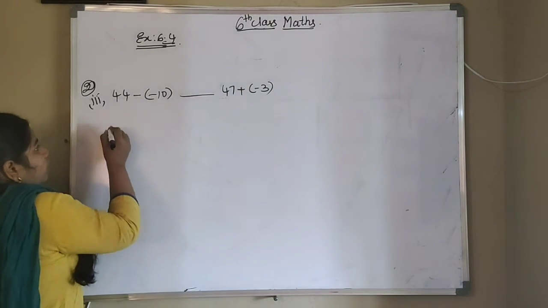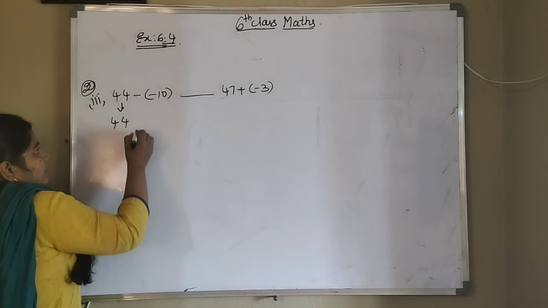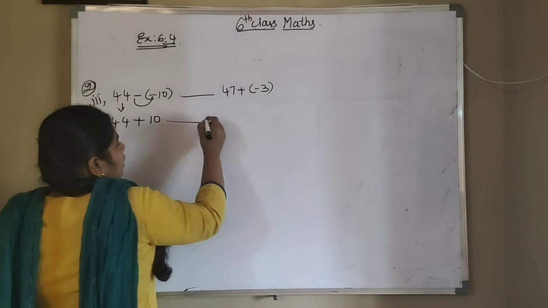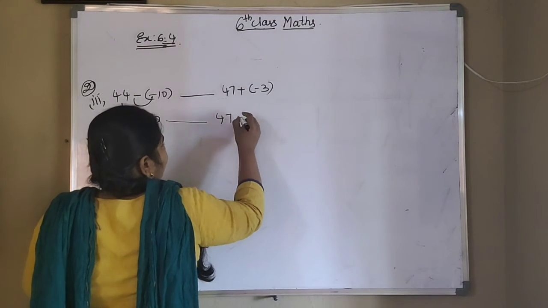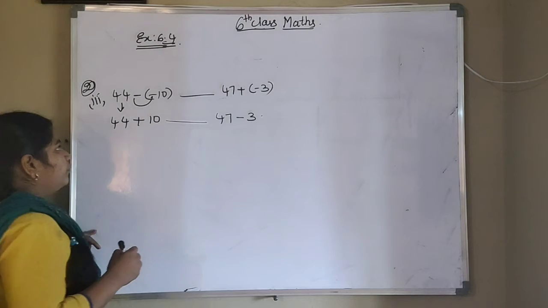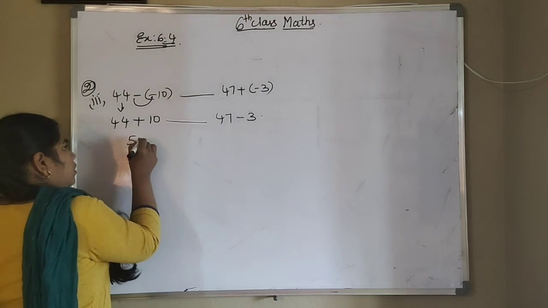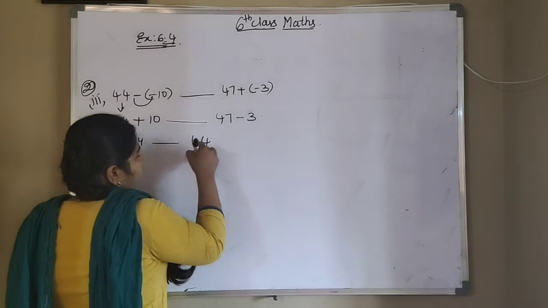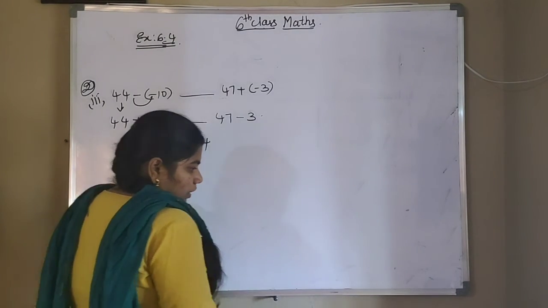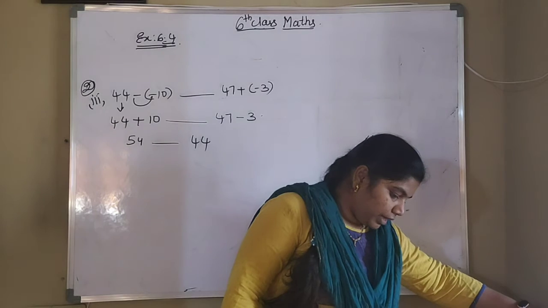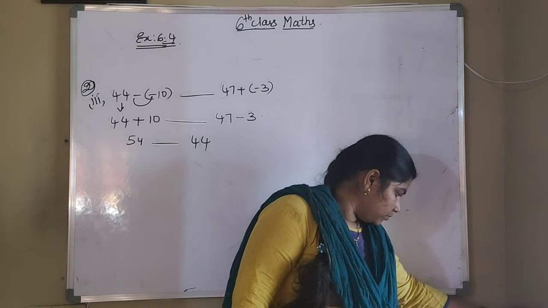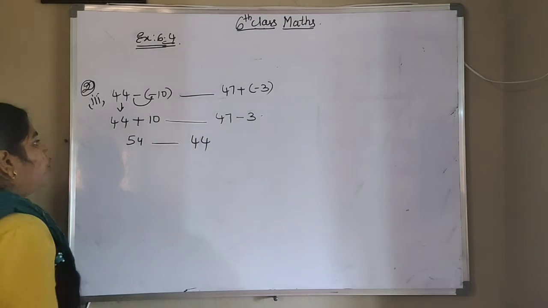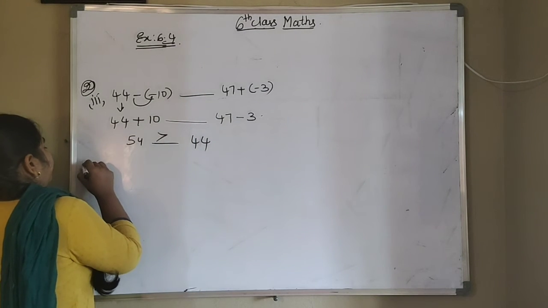So first to solve this, first number you have to write as it is. Double sign you make it into single sign. Minus into minus is plus. 44 as it is. Plus into minus is minus 3. So 44 plus 10 will be 54. And 47 minus 3 will be 44. Okay. So here what you will get here? Which symbol you will get? 54 is greater than 44.